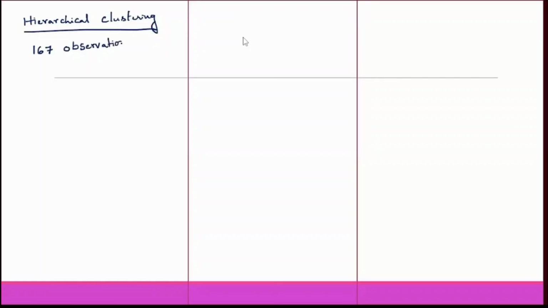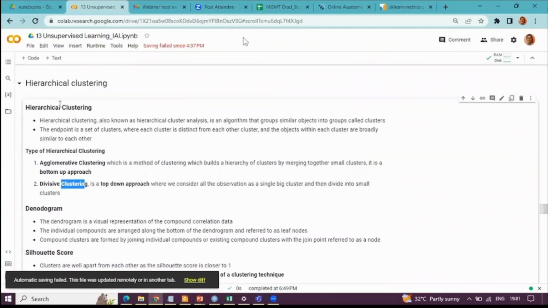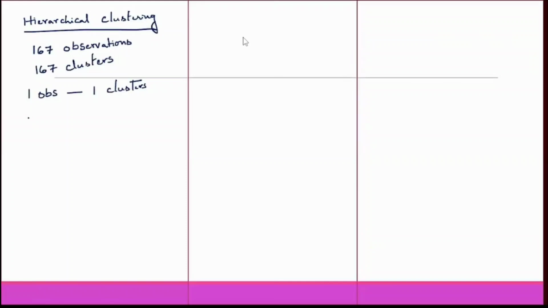We will start with 167 clusters. Each observation, one observation, one cluster. So we have 167 countries. Each country will be a different cluster to start with. And then, depending on their distances, we keep merging the clusters until we form one single cluster.